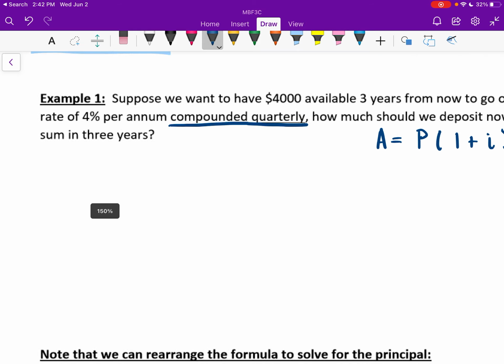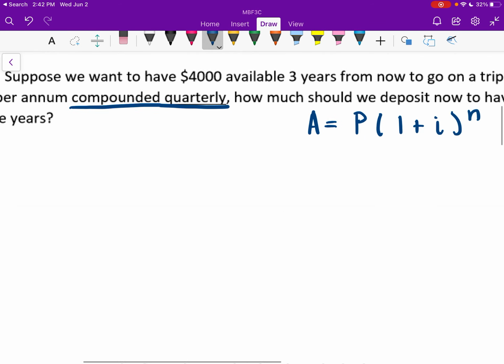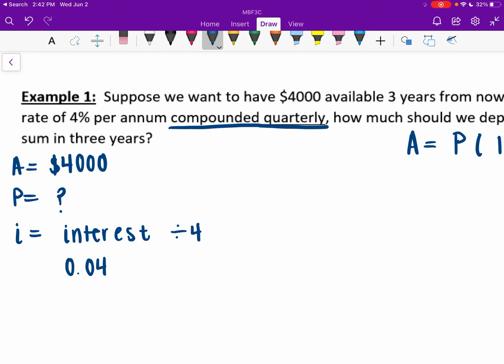Now I'm going to think to myself, okay, what is P? P is obviously we don't know, because that's what we're looking for. We want to know how much to put in now, right? Our A is going to be how much we want in the future, which is $4,000, right? Our interest, if we go back and look at our chart, it says that for something that's compounded quarterly, you're going to take the interest rate and divide it by 4. So in this situation, our interest rate is 0.04 divided by 4, which is going to give us a total of 0.01.